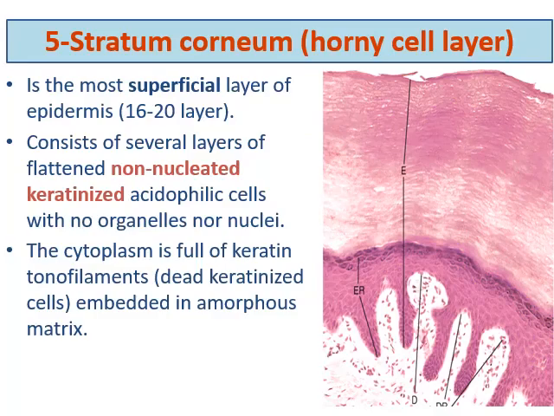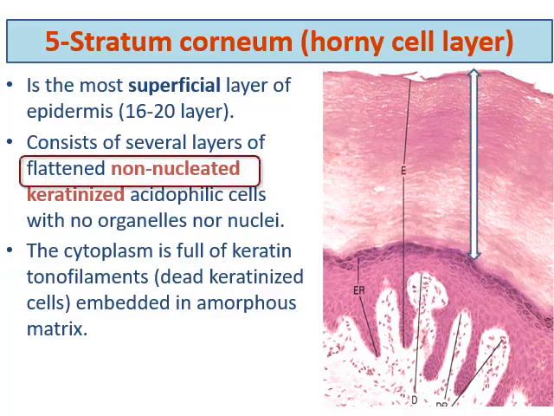Layer number 5, which is the last layer, is the stratum corneum or horny cell layer. It is the most superficial layer and is formed of about 16 to 20 layers. It is formed of several layers of non-nucleated, fully keratinized acidophilic cells. There are no nuclei, there are no organelles, the cytoplasm is only full of keratin tonofilament, and the cells appear as dead keratinized cells embedded in an amorphous matrix.